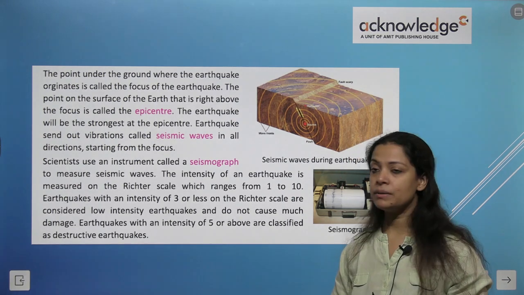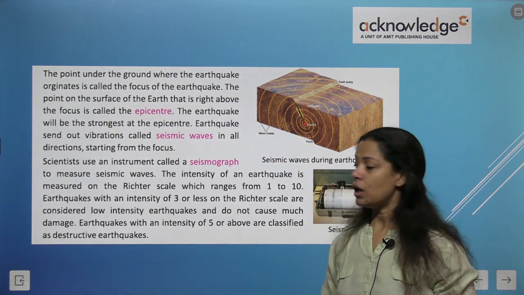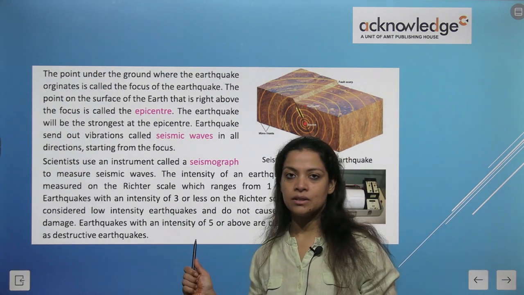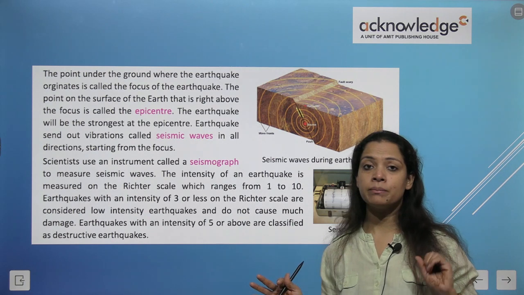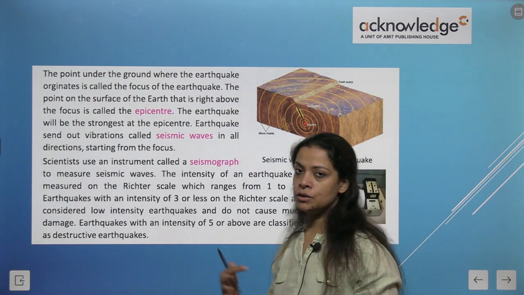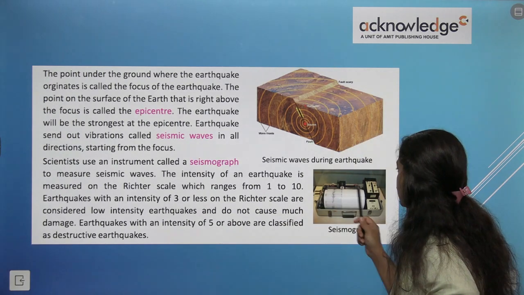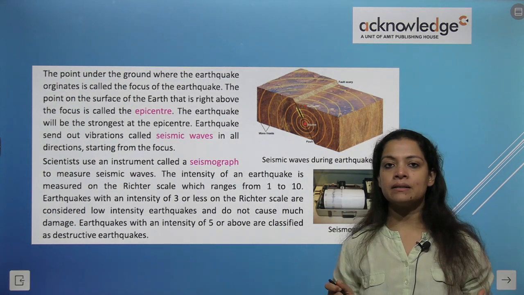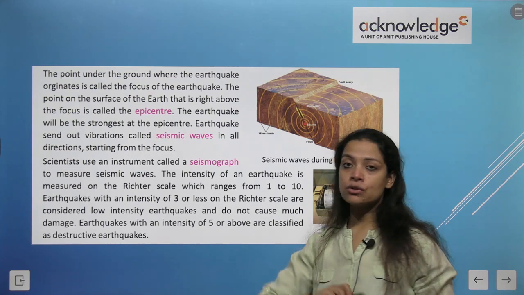The intensity of the earthquake is measured on a Richter scale, which ranges from 1 to 10. Earthquakes with an intensity of 3 or less on the Richter scale are considered low intensity earthquakes and they do not cause much damage. So if it is 1 to 3 on the Richter scale, that is tolerable, that doesn't cause much damage, but above that it causes severe harm to the environment and land, property and human life. Earthquakes with an intensity of 5 or above are classified as destructive earthquakes. So this seismograph is the instrument which reads the Richter scale. This is the focus where it generates, and the epicenter is the place where it starts causing damage, and it sends out vibrations called seismic waves.